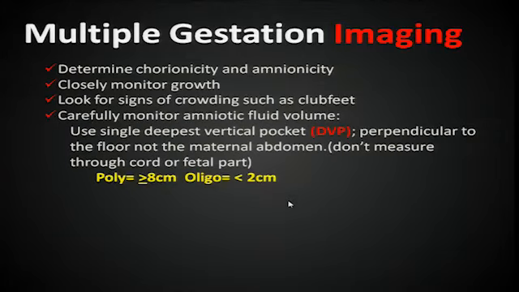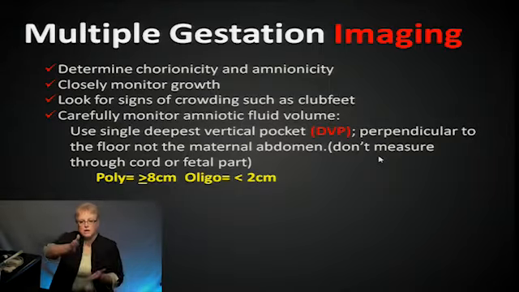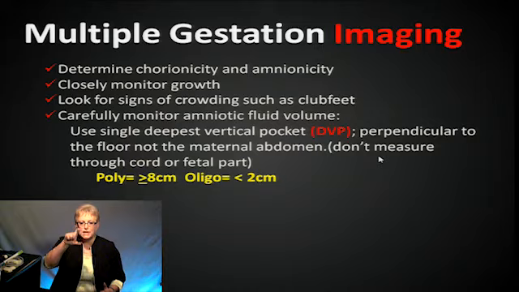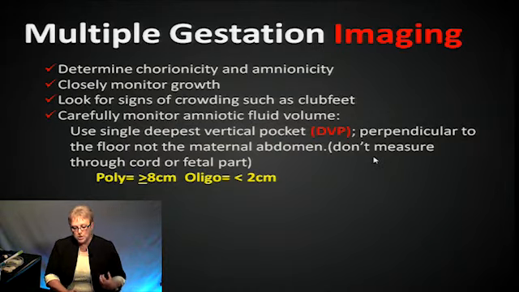So when we're measuring the amniotic fluid around the baby, in multiples, we're going to use the single deepest vertical pocket, or DVP. You do that measurement perpendicular to the floor, not the maternal abdomen. So that means you have to be scanning in a straight AP. And I know some articles will tell you to do it transversely versus sagittally. It doesn't matter as long as you're AP. If you're AP, it doesn't matter which way you look at it, it's still an AP pocket. So make sure that you don't measure through the cord or fetal part.